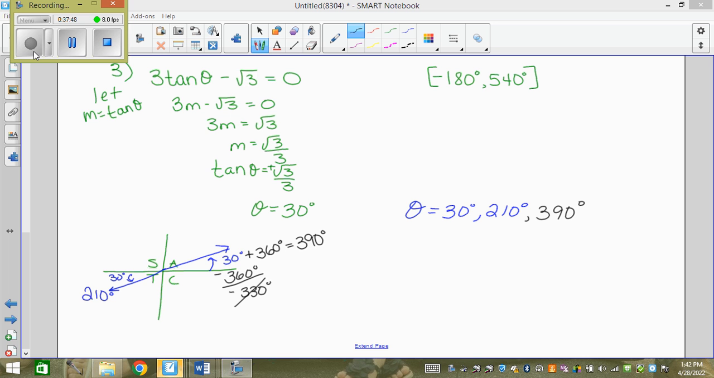This one I have 210. If I subtract 360 from it, what do I get? Negative 150. Does that fit? Yep. Then I check 210 plus 360, and we get 570. Does 570 fit? No. So here's my solution.